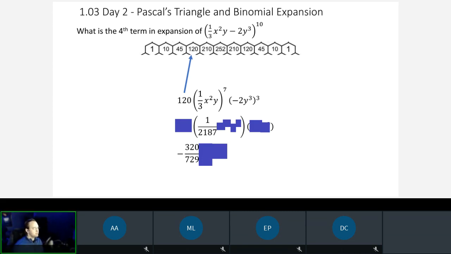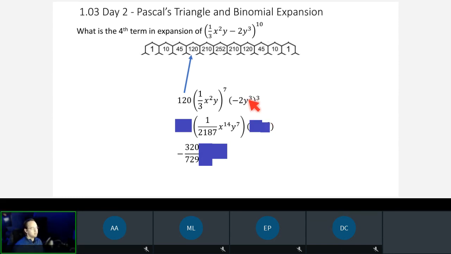Then power to a power, what do we do with the 2 and 7? Multiply, so you get 14. And then that y is just y to the 7th. Right, easy. Yep, power to a power, multiply. That's right.